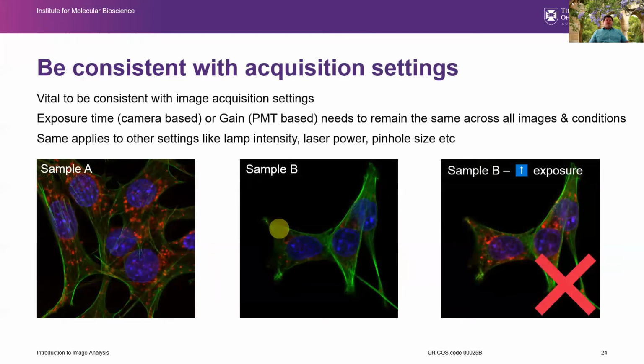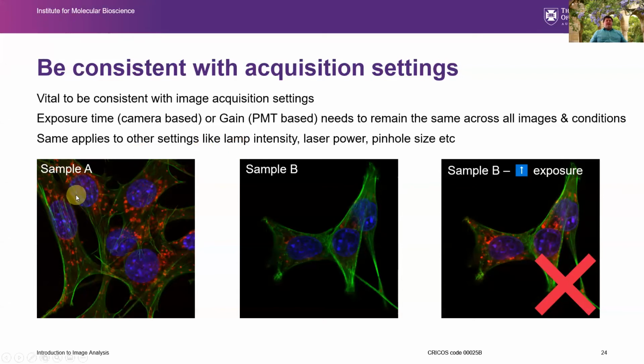It's really important as well to be consistent with your acquisition settings. So when you have two samples and you want to compare them, it's really important to go through the whole experiment treating them the same. So you have to be really consistent. Whether it's exposure time, if you've got a camera-based system, or the gain on a PMT-based or confocal system, they should be the same. And this applies to every setting. So you should have the same cover slip thickness, the same antibody labeling times, the same concentrations of antibody. On the microscope, you should have the same lamp intensity, the same laser power, the same pinhole.